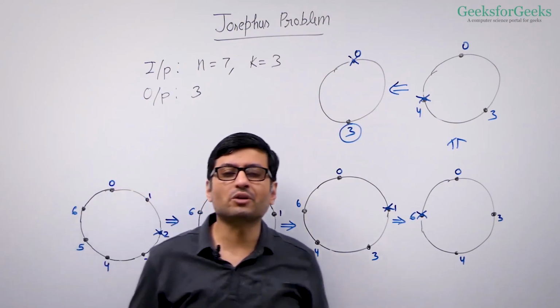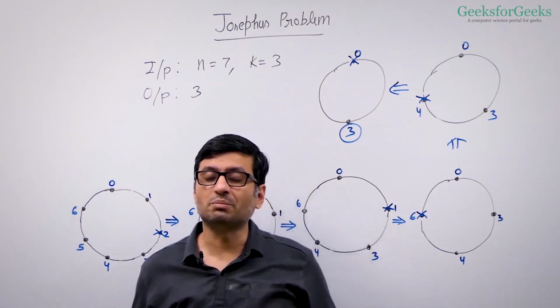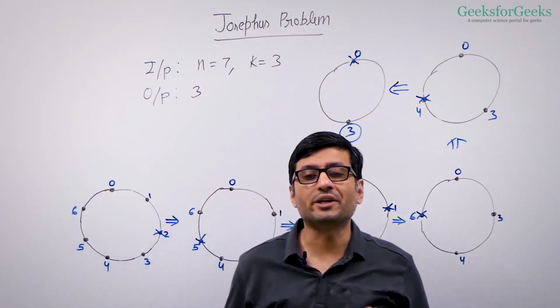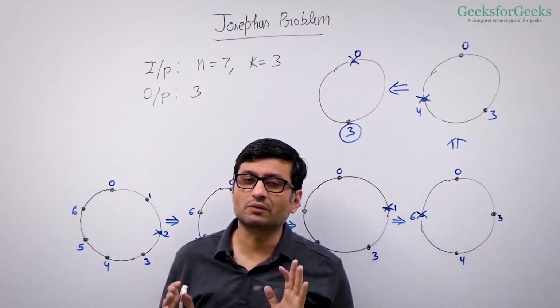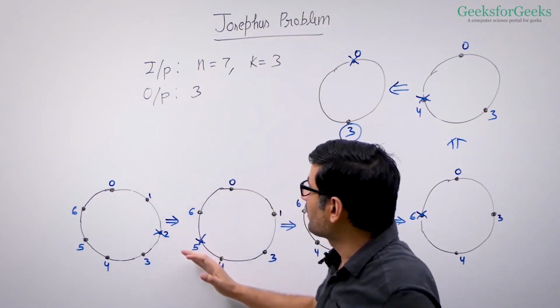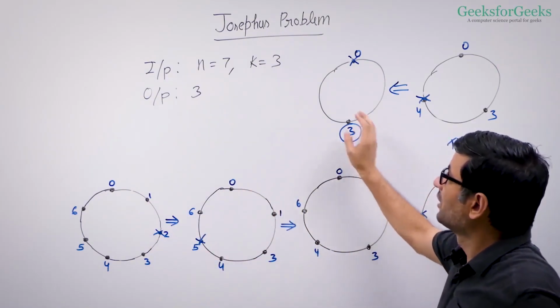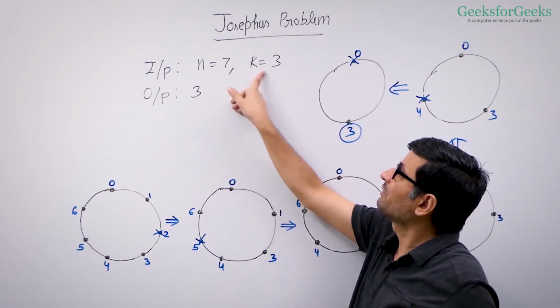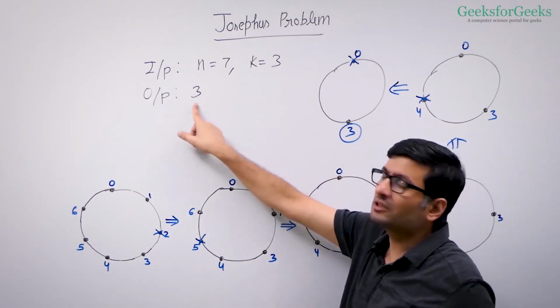In this problem, we are going to consider positions beginning from 0, and we need to find the position of the survivor. So the survivor in this example is 3. So for this input, n equal to 7, k equal to 3, the output is 3.